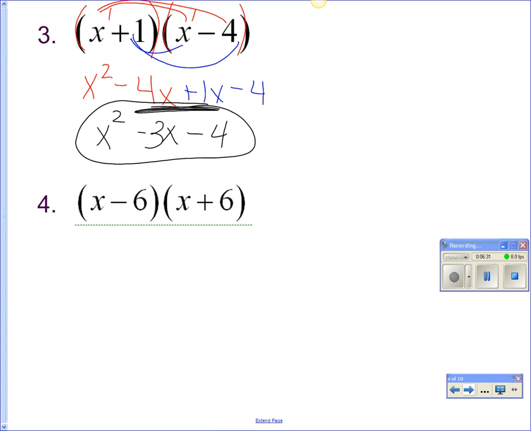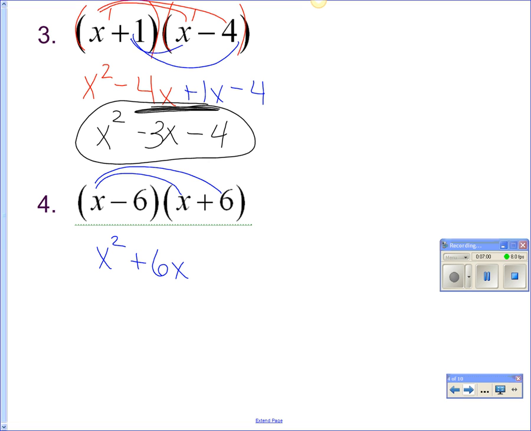On number 4, you do your first part of the lobster claw. X goes all the way over to X. Okay. Shakira, what's X times X? Good. So I write that. Madison, what do I multiply X by next? Very good. So that's plus 6X. So that's the top lobster claw.